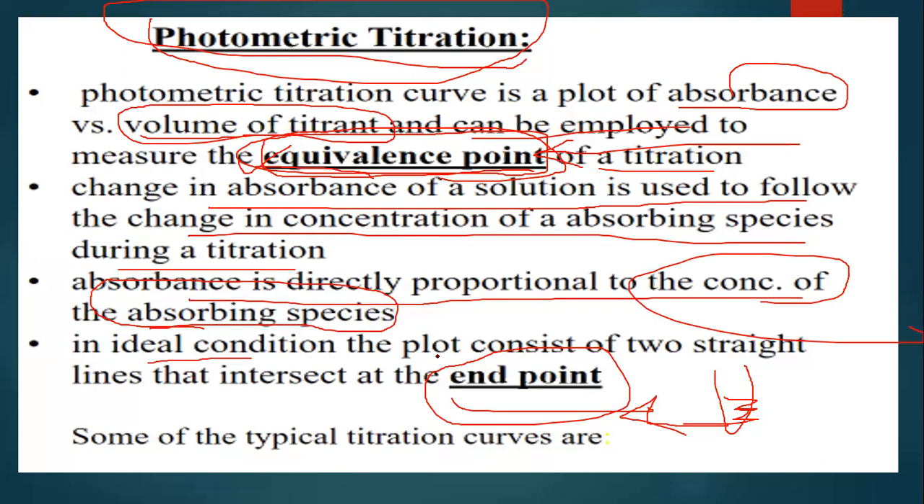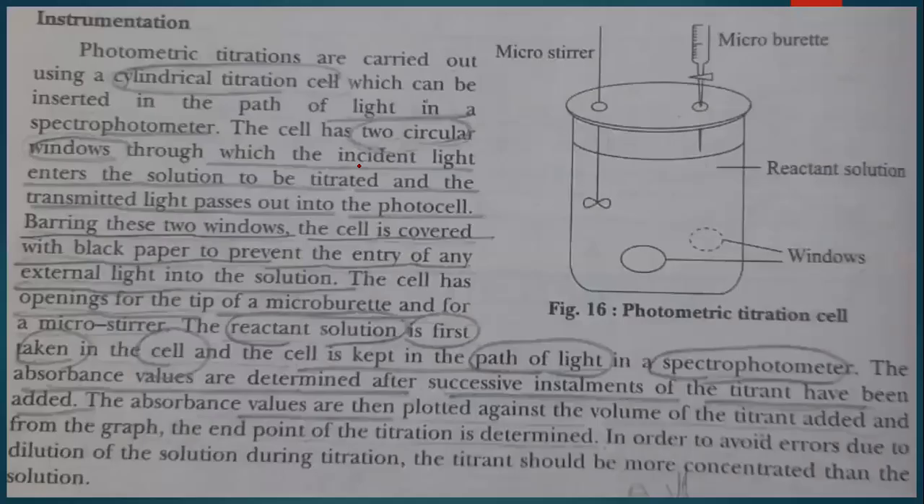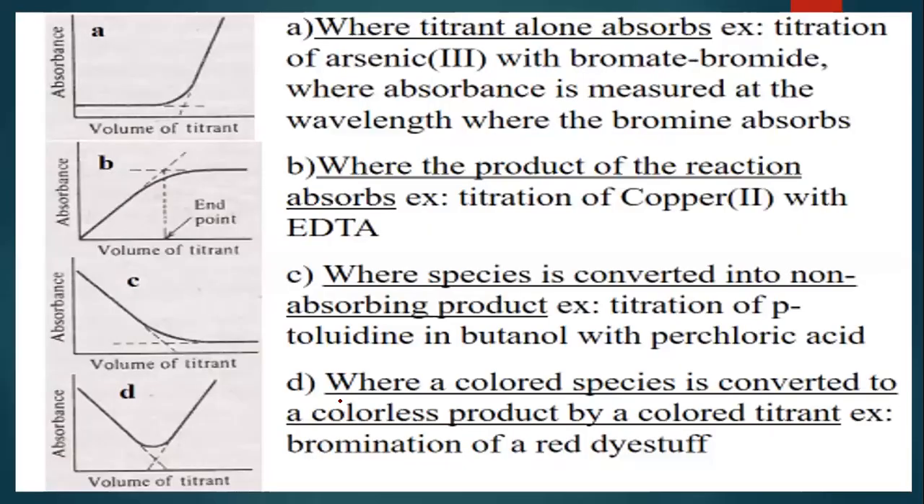In ideal conditions, the plot consists of two straight lines that intersect at the end point. We will see how the graph looks. That is called the titration curve. So, the principle, let me show you how it occurs. Yeah, here it is.